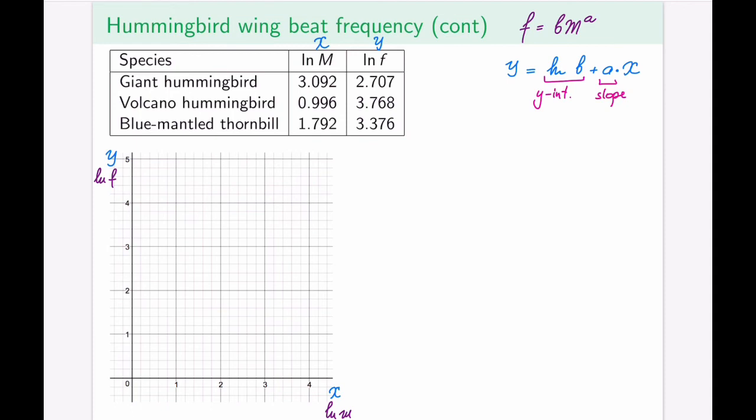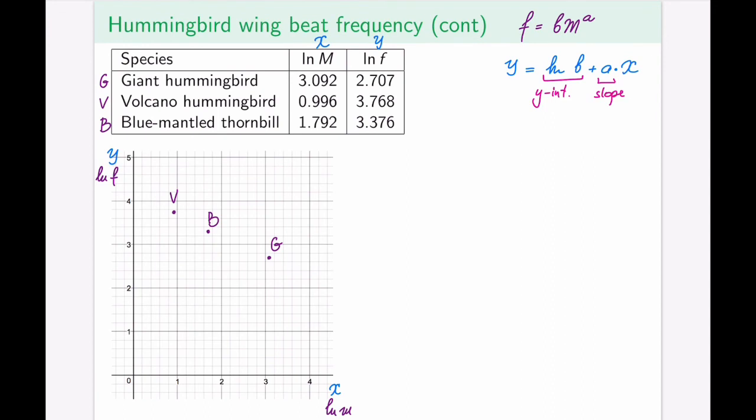Let's say the giant hummingbird is going to correspond to the point labeled G, the volcano one is V, and the blue-mantled thornbill is B. Take a second here, sketch your 3 points. Here is what my 3 points look like.